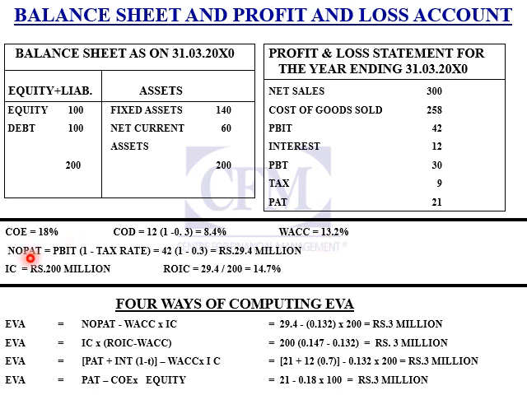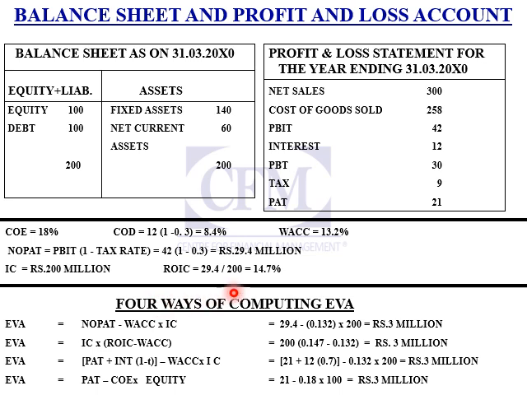NOPAT or net operating profit after tax is profit before interest and taxes multiplied by 1 minus tax rate. 42 multiplied by 1 minus 0.3 is 29.4 million. Invested capital is 200 million. Return on invested capital is 29.4 divided by 200, so it is 14.7%.